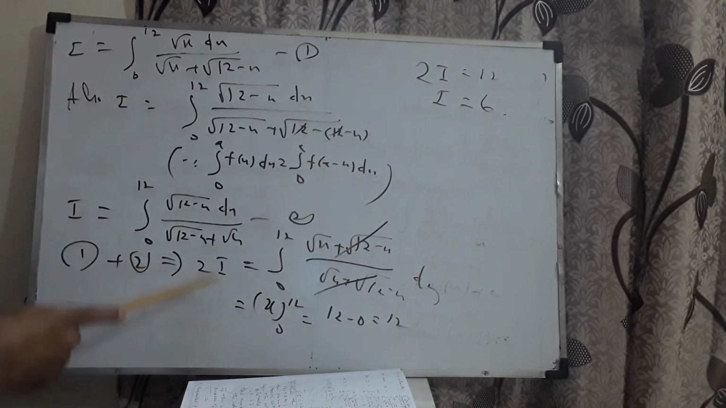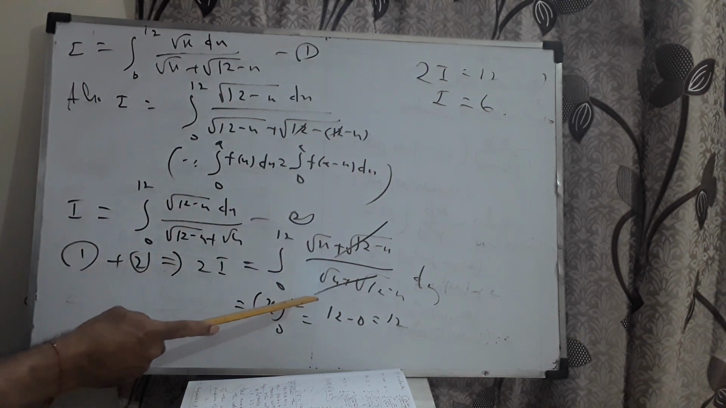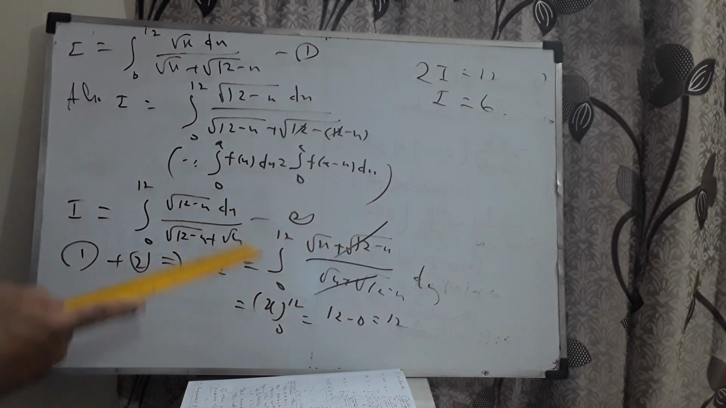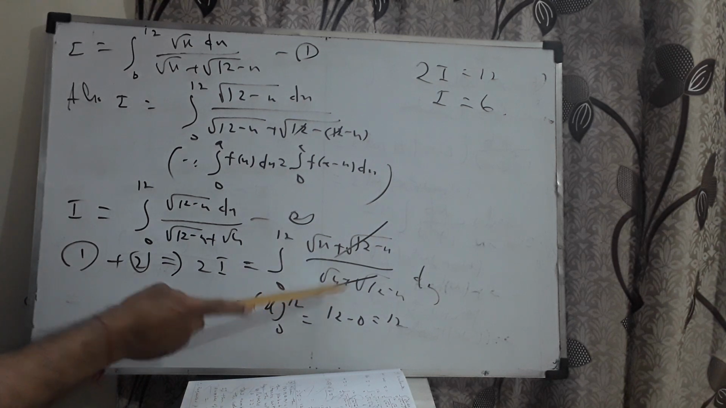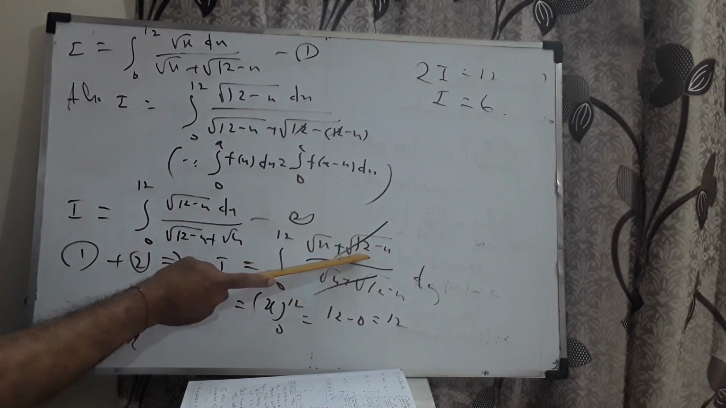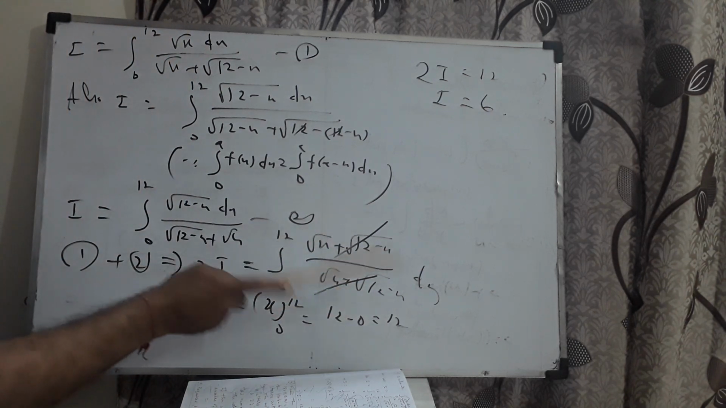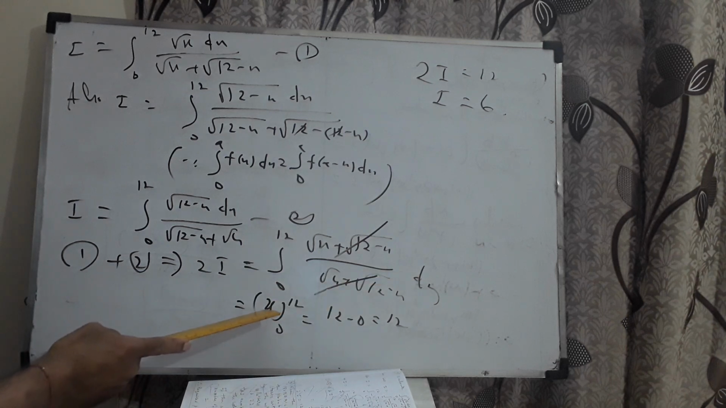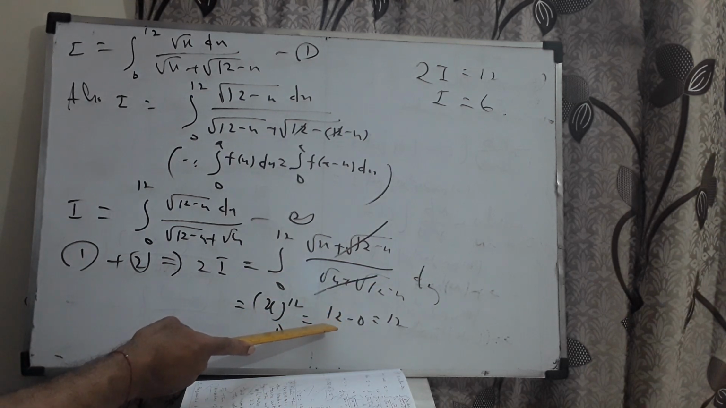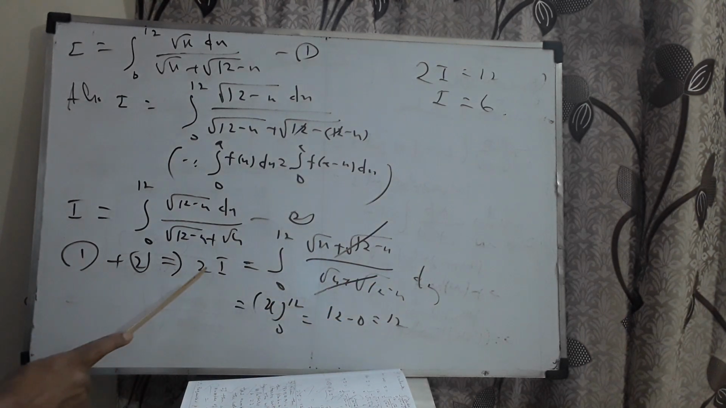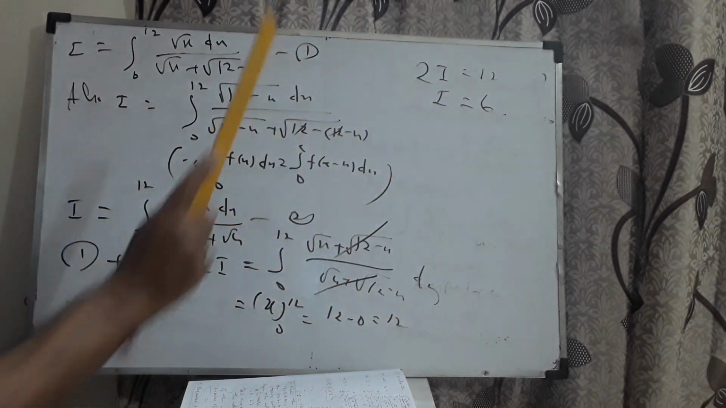Add 1 and 2. LHS becomes 2I. On the RHS, I have the application of a by c plus b by c equals a plus b by c. I have the common denominator. But listen carefully: if anybody cancels root x and root of 12 minus x separately, that is totally wrong. That is meaningless. Cancel fully. Then integral dx is nothing but x. Apply upper limit 12, apply lower limit 0. Now 2I happens to be 12, so I happens to be 6.